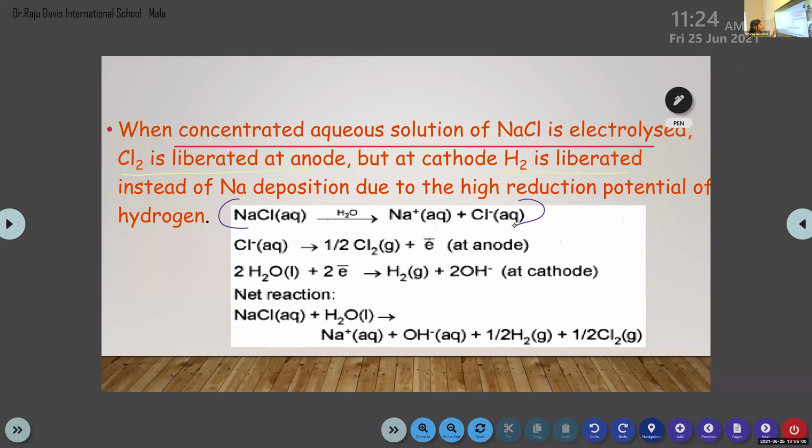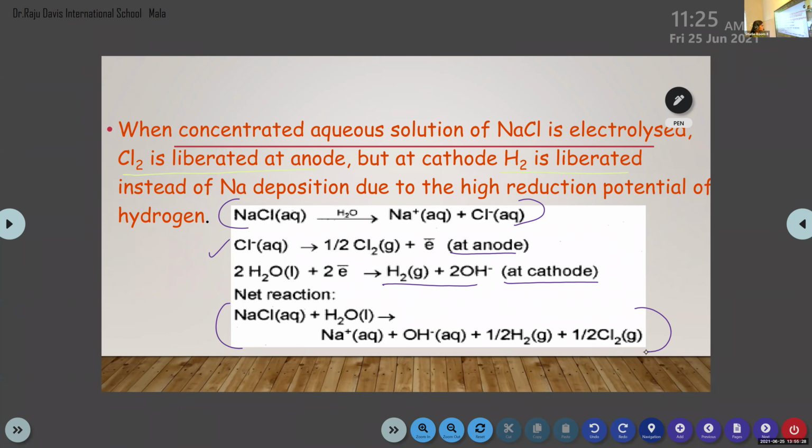This is just the dissociation of sodium chloride in the presence of water. This is the chemical reaction that takes place at the anode, that is the oxidation of chlorine. That means chlorine is liberated at anode. And in the next one, at the cathode, the reduction reaction takes place. The H2 is liberated at cathode. So the net reaction, you can write this one.